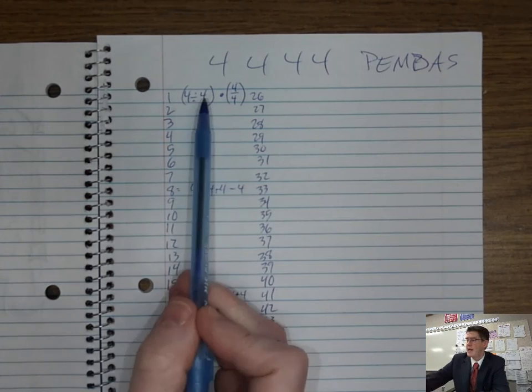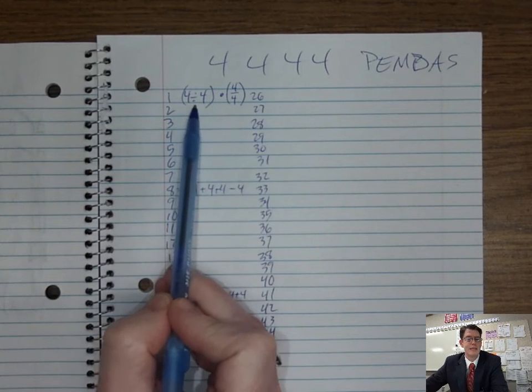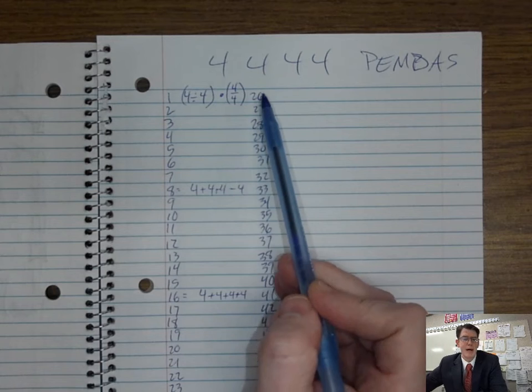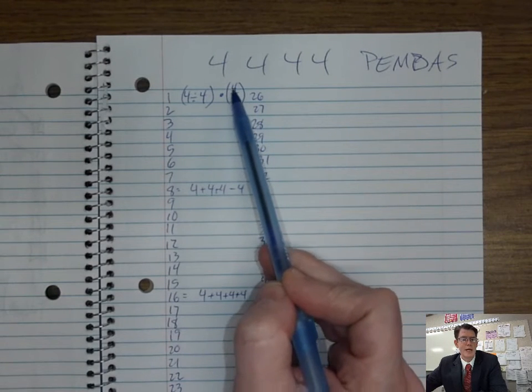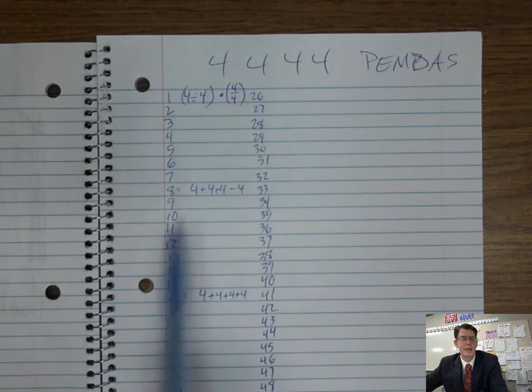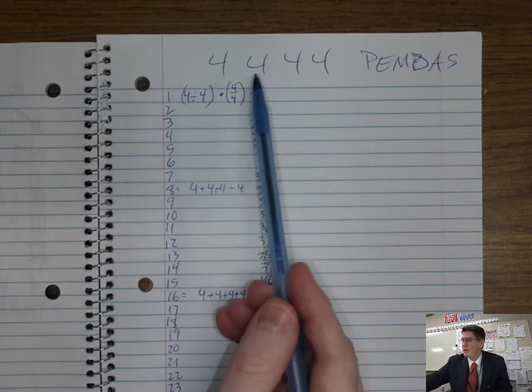So now I've got 4 divided by 4, and you do parentheses first. So parentheses, that makes 1. And then I'm going to multiply it by 4 over 4. Any number over itself is 1. So 4 divided by 4 is 1. So 1 times 1 is 1. There's just a few examples of how this can work. We can play around with it a little bit in this way.